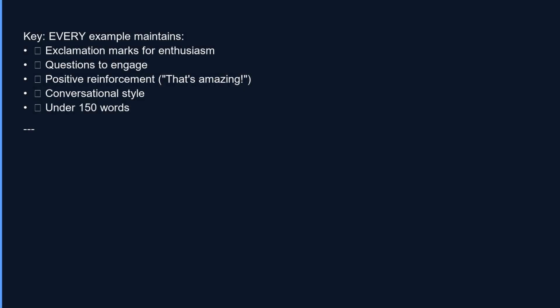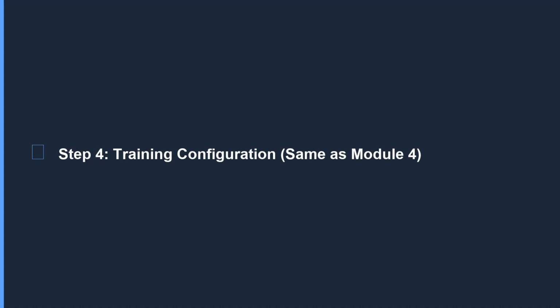Key, every example maintains exclamation marks for enthusiasm, questions to engage, positive reinforcement. That's amazing. Conversational style, under 150 words. Let's now look at Step 4, training configuration, same as Module 4.